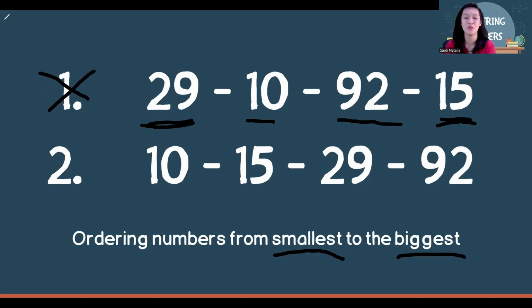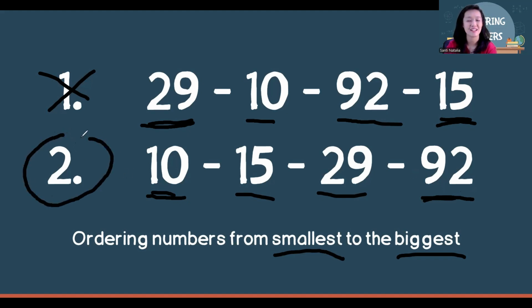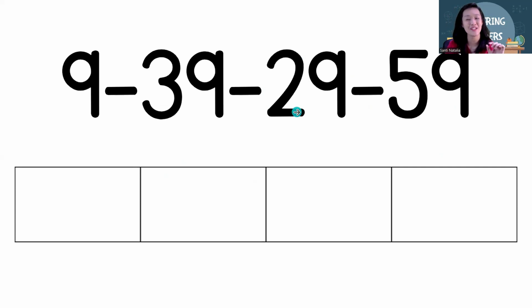Let's check number 2, children. 10, 15, 29, 92. Is number 10 the smallest? Yes. Is number 92 the biggest number? Yes. So number 2 is correct. From smallest to the biggest. Now you can get your card, children.